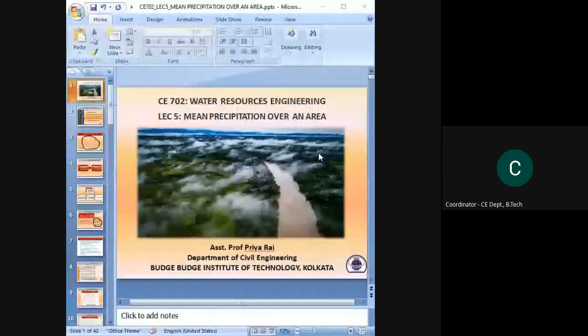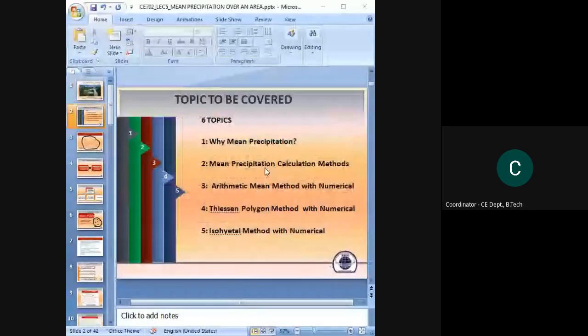Here we will calculate the total precipitation, or rather the average precipitation over a catchment area using the data from all these different rain gauge stations. So what is the topic that we will learn? These are the five topics. Five topics are there, but I think the last topic we have to continue tomorrow. Let's see if we get time or not.